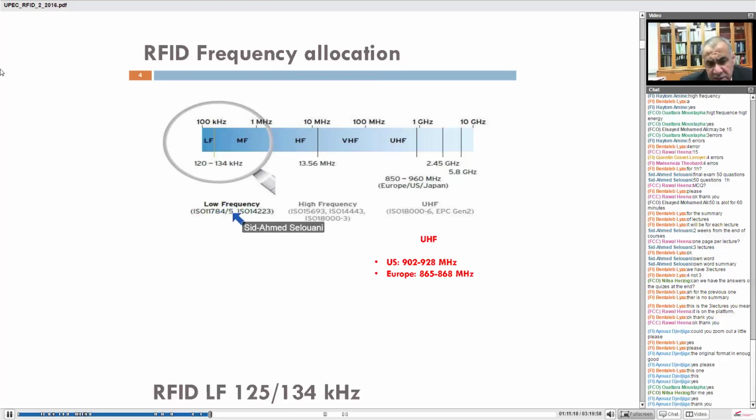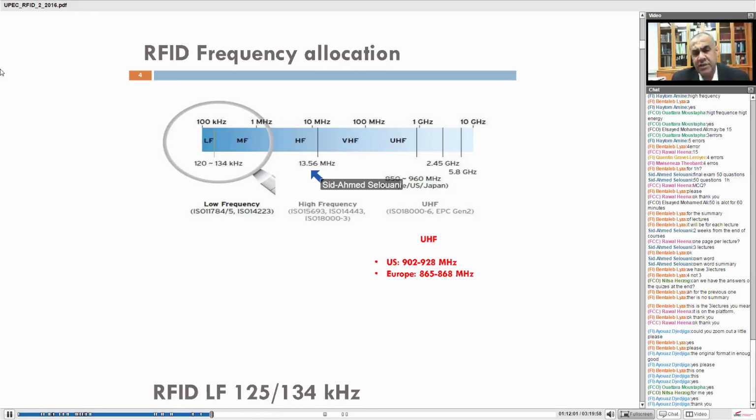This is the low frequency allocation for RFID. ISO is the International Standard Organization, and this is the normalization, the standard. The low frequency RFID is regulated by ISO 11784 and 5 and ISO 14223. What is important to remember is the range of frequency: 120 to 134 kilohertz is the low frequency RFID. We will see the application of that.